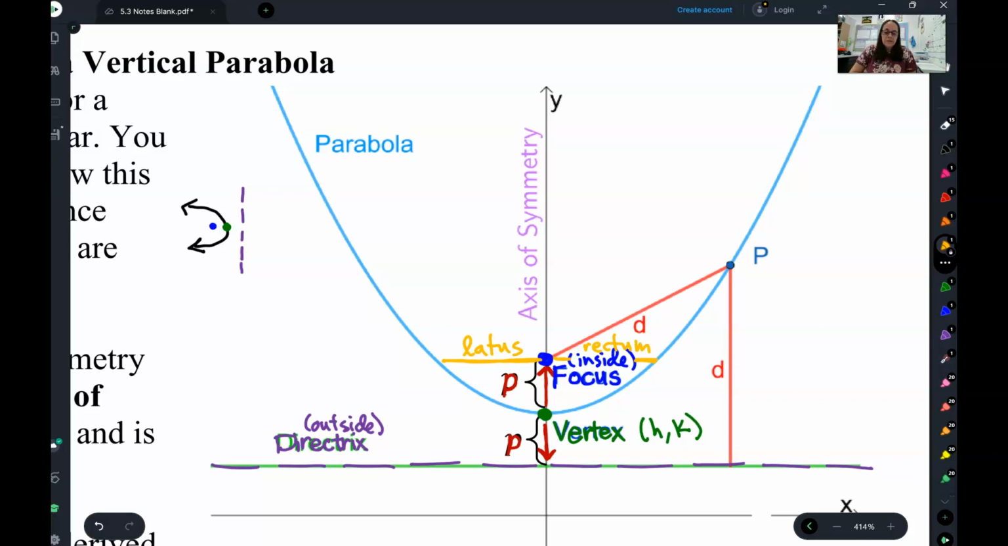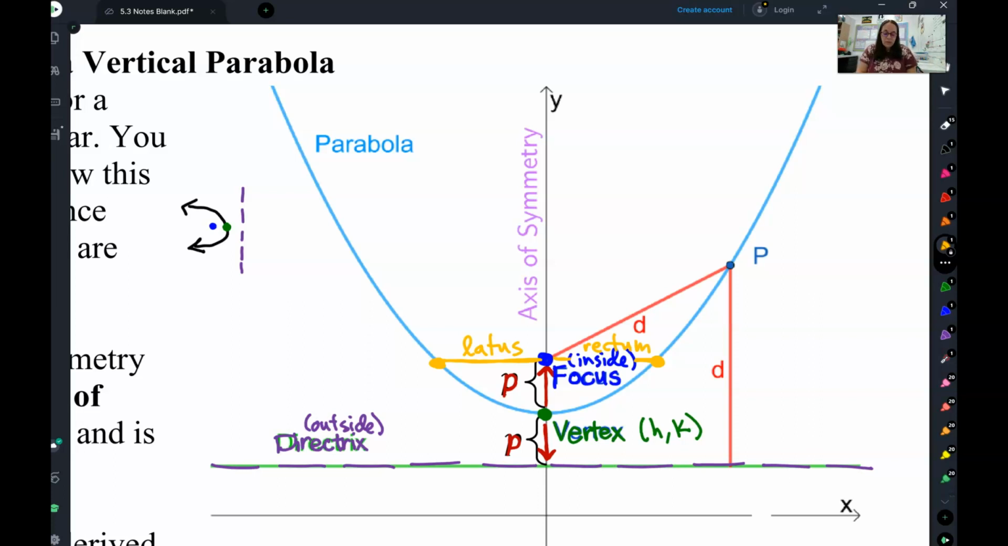And the latus rectum is the width of the parabola at the focus point. So from the focus, let's say I have a latus rectum of 20. So that means I would be 10 out on each side from the focus. Or if I have a latus rectum of 3, that would mean it would be 1.5 out on each side of the focus. And that determines how wide or skinny your parabola is.